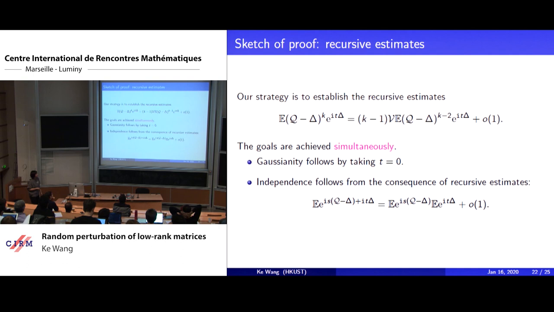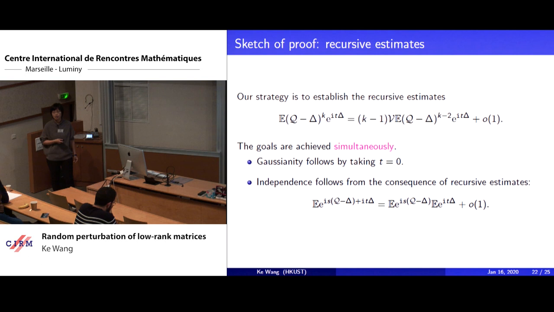If you take t equals zero, you get for Q − δ this Gaussian recursive estimate, so it's asymptotically Gaussian. And for the independence between Q − δ and δ, it's a very easy exercise to derive that the expected value of e^{i(s(Q − δ) + tδ)} is the product of the expected value of e^{is(Q − δ)} and the expected value of e^{itδ}. That can be derived from the recursive estimate. So this shows the independence between Q − δ and δ.